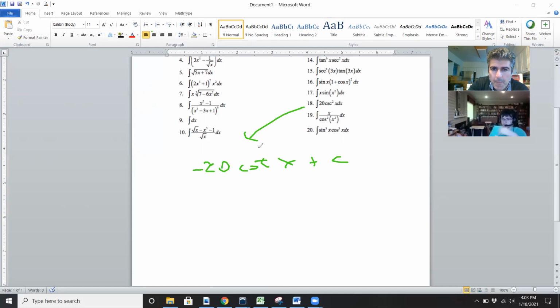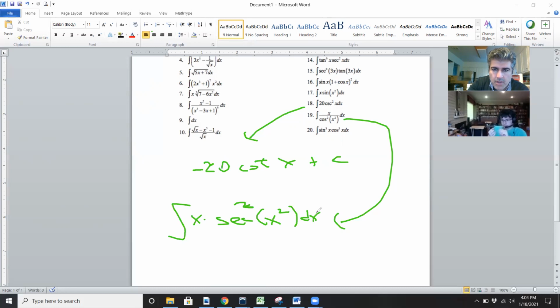Okay. Here, cosecant squared, that's not too bad. So you could do this. You could, the x times secant squared of x squared dx. So the derivative of secant squared is tangent.